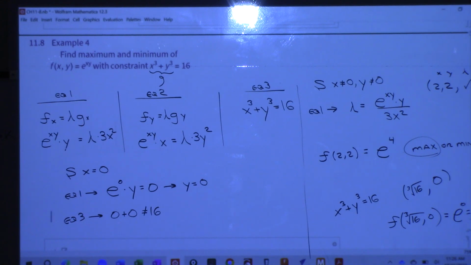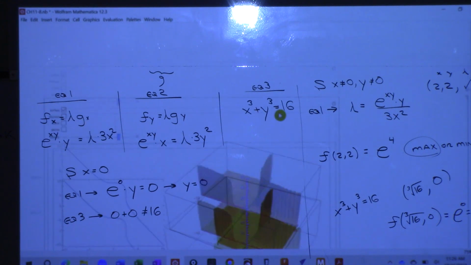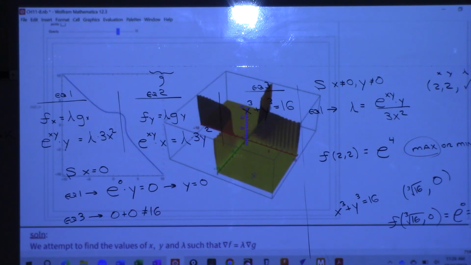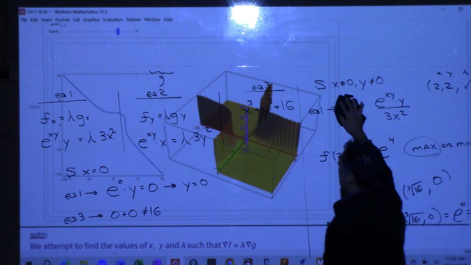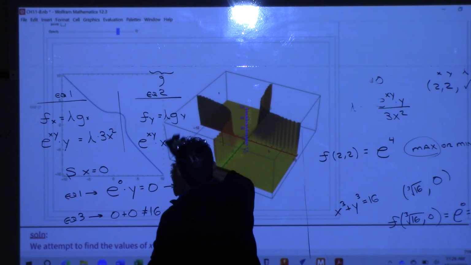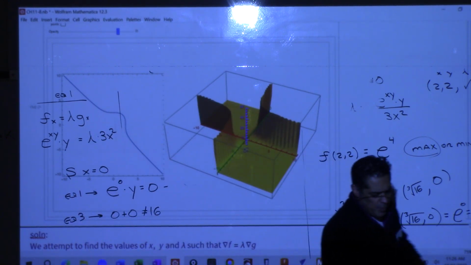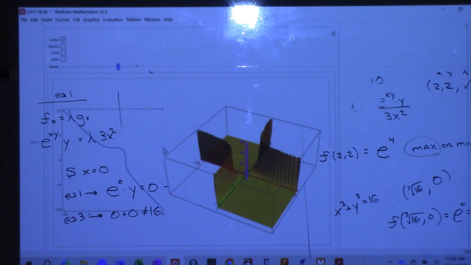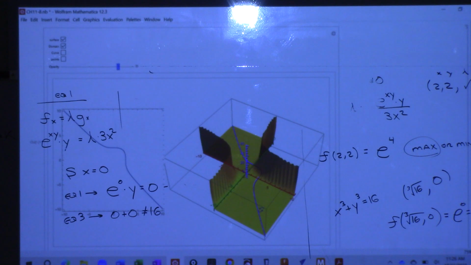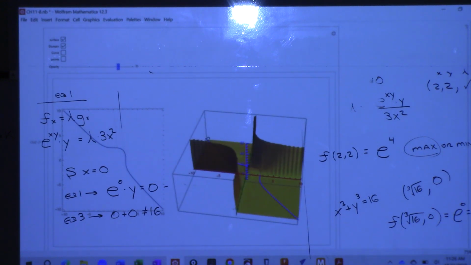I hope that makes sense to you. Now let me show you the geometric idea here. This is the surface that we were looking at, e to the xy. That's the surface right there. And what we did is we restricted our domain to this really cool curve on the ground. That curve is actually the curve of x cubed plus y cubed equals 16. And if we plug just the points along that curve into our surface, we get this curve along the surface.